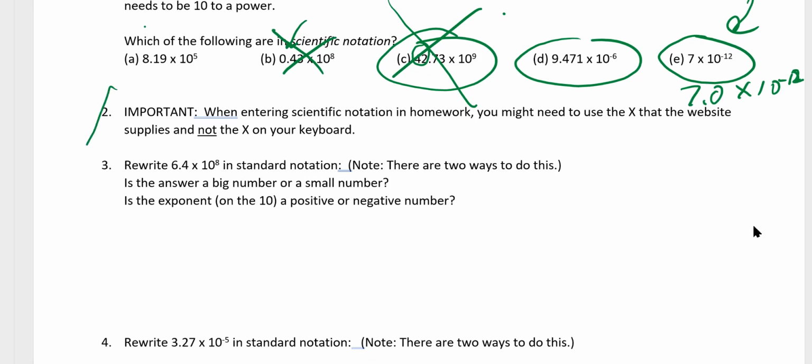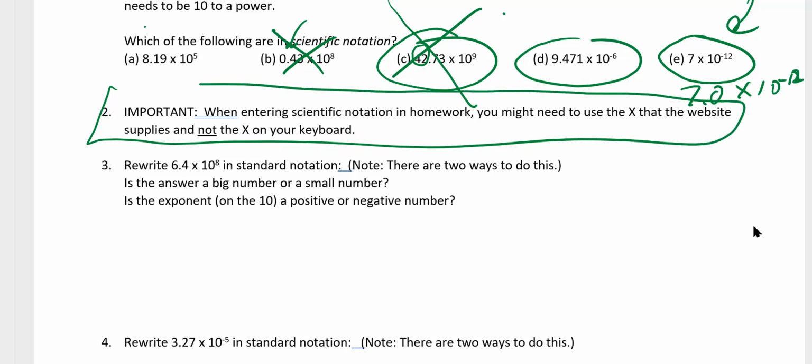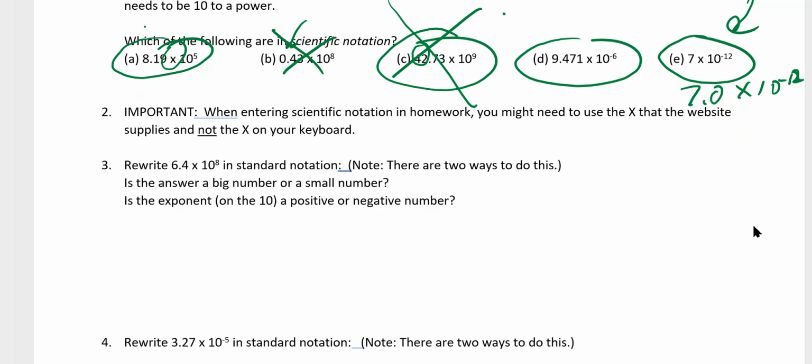Okay, take a moment and read number 2 here. So when you're doing your homework, if you're writing scientific notation, something like this, your homework might give you an X to click on that goes right here. If it does, use their X. Don't do the X on the keyboard, because sometimes the X on the keyboard, it will misunderstand that and mark you wrong.